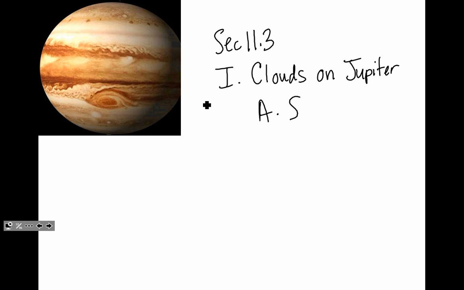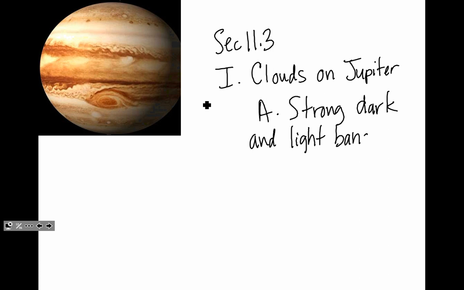Those stripes are called bands. So you have strong, dark, and light bands. These bands are sometimes also known as belts and zones, but I'm going to use the more generic term bands. And you see that here, right? You see dark and light and dark and light making these stripes on the planet.